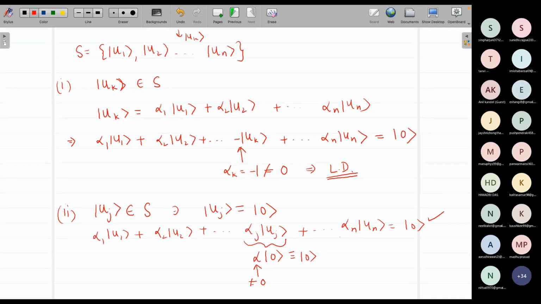Whatever the other coefficients, the coefficient of this vector does not need to be 0 in order for this equation to be satisfied. Which means that one of the alphas is not necessarily equal to 0, and hence the set will be, if one of the alphas is not 0, a linearly dependent set. So please remember that anytime you are given a set and the null vector is there, then surely that set is a linearly dependent set.